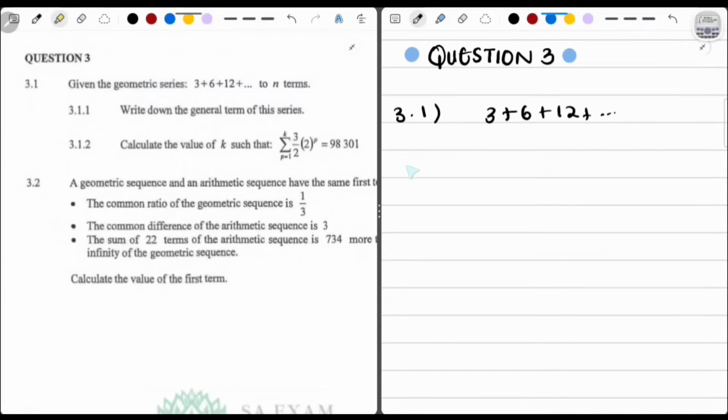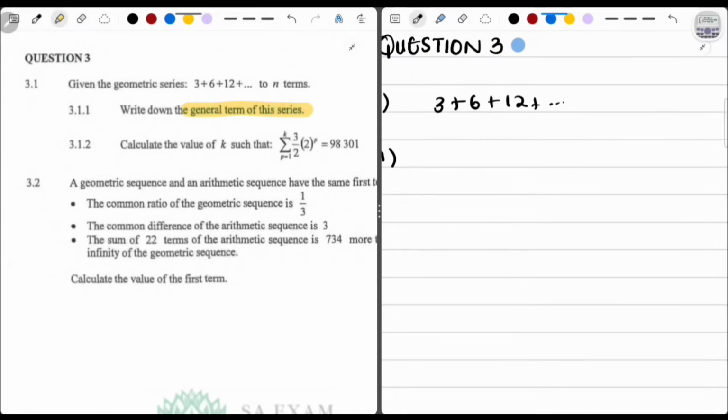Okay, so in this pattern, the first question that we are given is we need to write down the general term of the series. It is a geometric pattern. In order to find the general term, all you need is the value of a, which is 3, and the value of r, which we can find by saying term 2 divided by term 1, which is 6 over 3, which is 2.